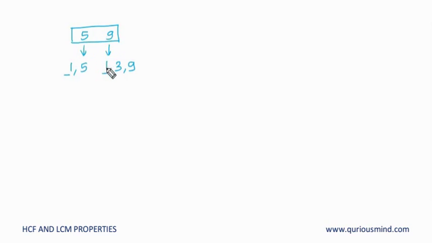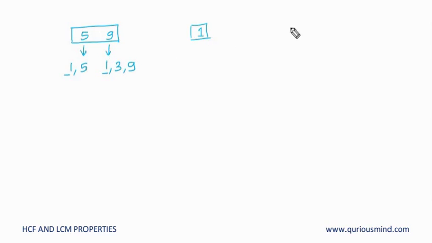Now, why is that important when we are finding HCF or LCM? So, for HCF, we want to see the common factor. Now, what is the common factor? There is only one common factor, 1. If there is only one common factor, 1, then what is the HCF of these numbers? It is always going to be 1.